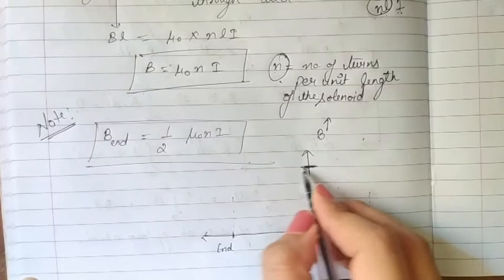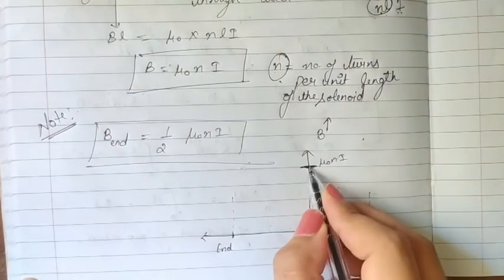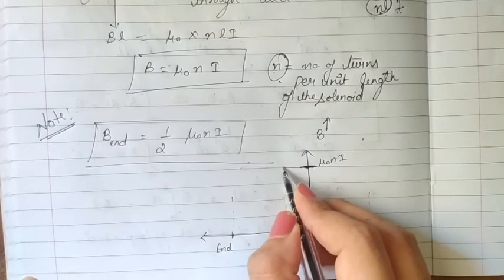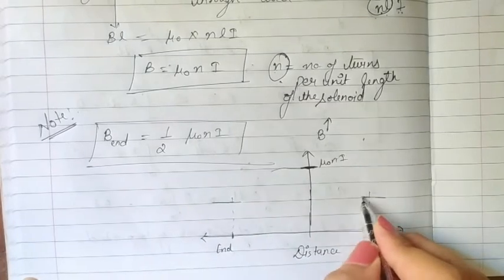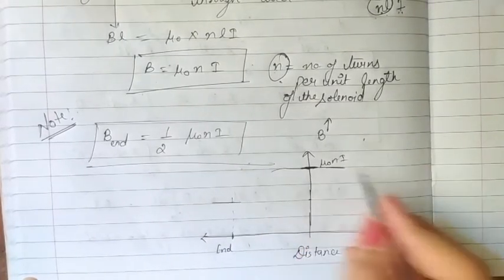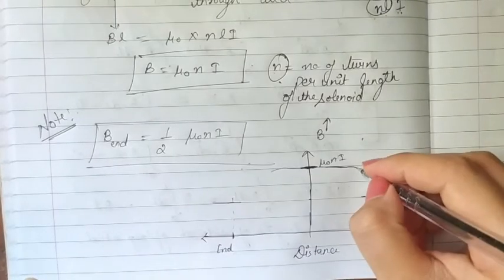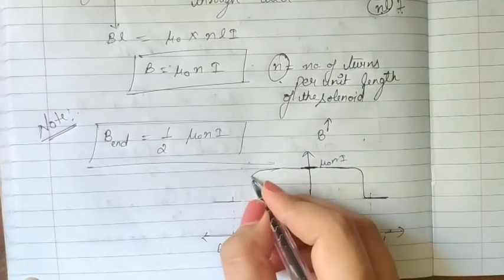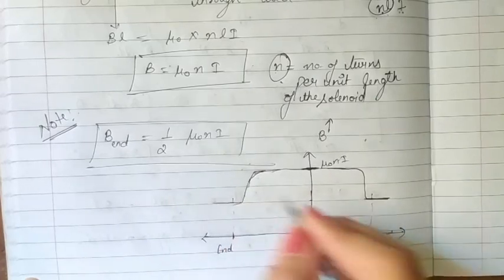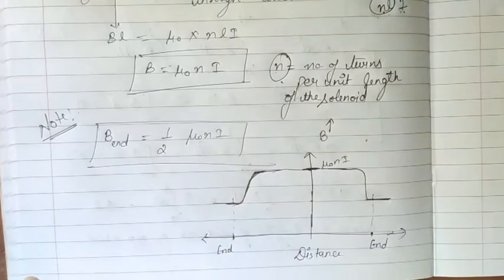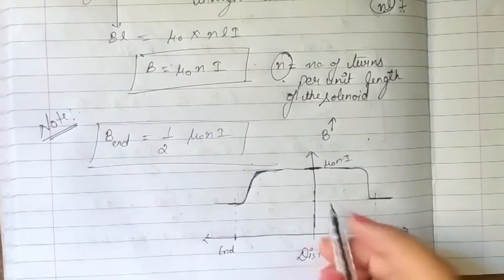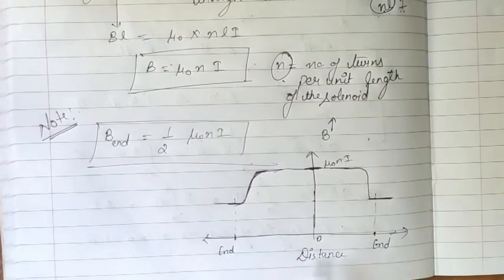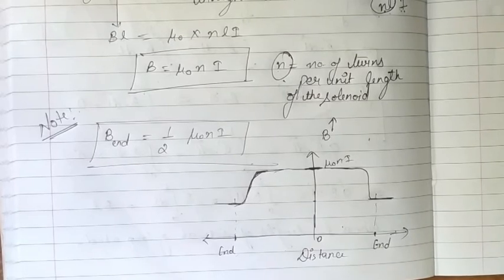So suppose this is mu naught nI, meaning the value at the center, and it varies like this. At this point it becomes B by 2, or half of the magnetic field, and it varies like this. So at the end points the magnetic field becomes half of its value at the center. This is the center of the solenoid and these are the end points of the solenoid. This is how we can show the variation of magnetic field along the axis of the solenoid.